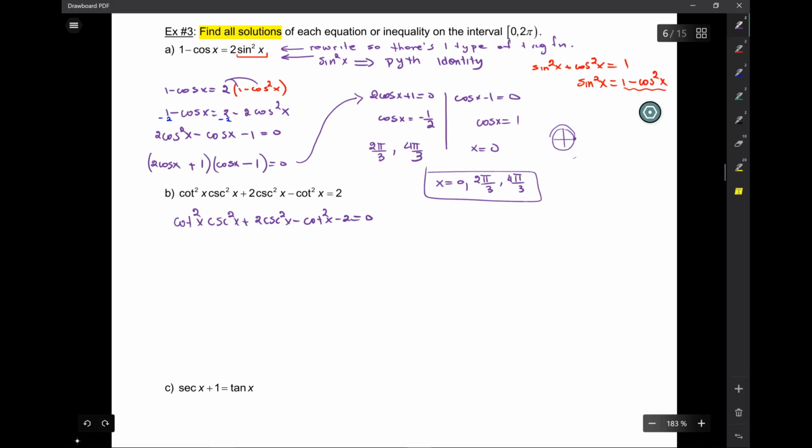Okay, how many terms? 4. What do we do? Factor by grouping. See that? You're already seeing a pattern. This is one term, it's multiplied. 2, 3, 4. From the left, I can factor out a cosecant squared x. And I have cotangent squared x plus 2 minus, oh my God, look, cotangent squared x plus 2.